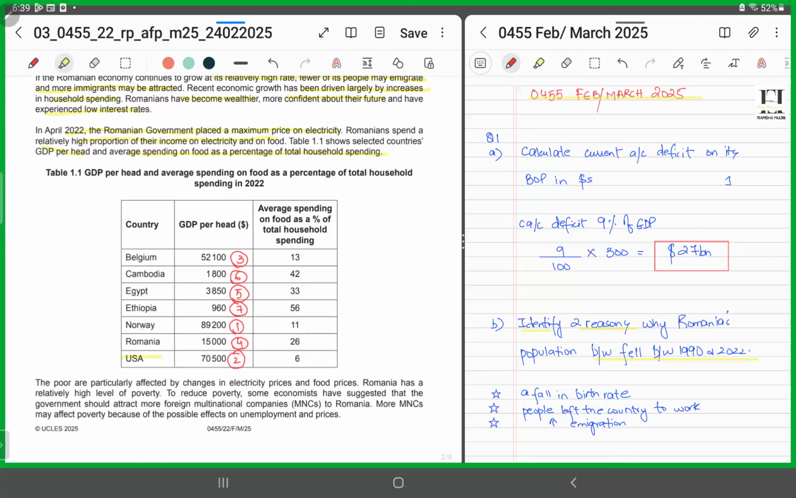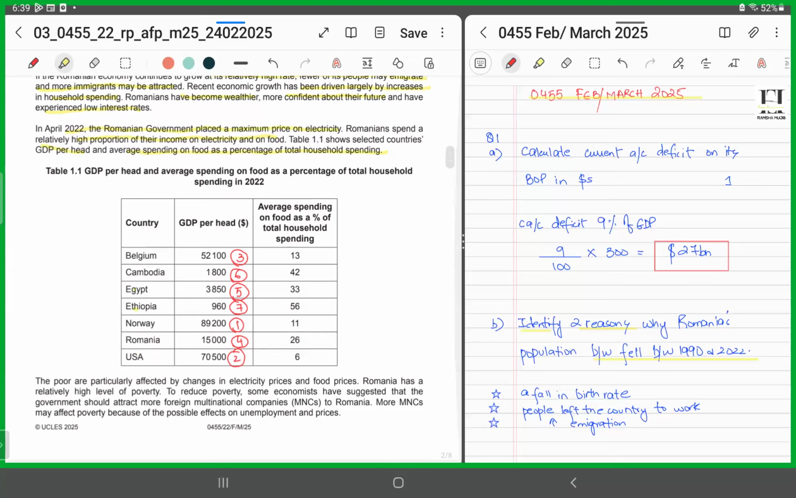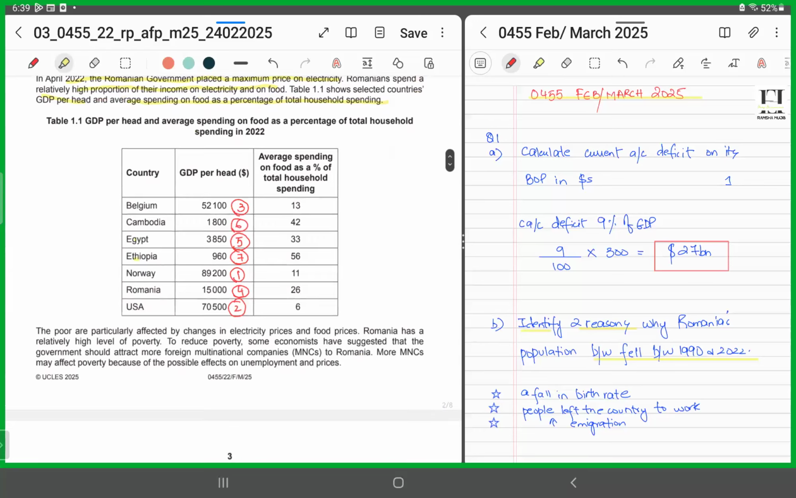Then it's Romania. Fifth is Egypt. Sixth is Cambodia. And on the last is Ethiopia. Right? Now, what do they say? The poor are particularly affected by changes in electricity prices and food prices.